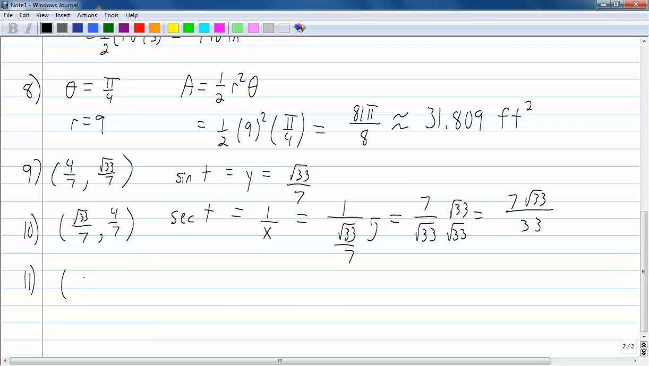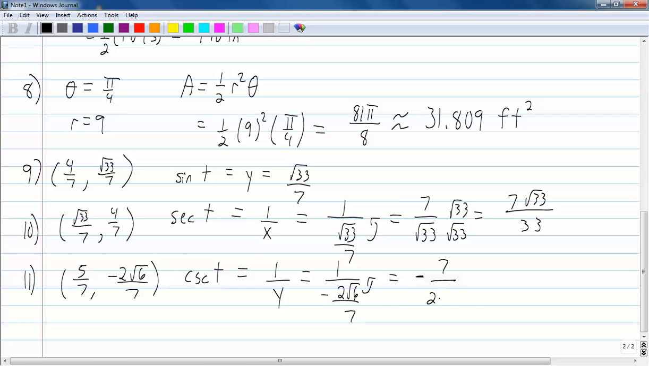Number 11, the point 5/7, negative 2 square roots of 6 over 7, says find cosecant of t. Cosecant is 1 over y, as long as we're on the unit circle. So that's 1 over negative 2 square roots of 6 over 7. Flip and multiply, that's going to be negative 7 over 2 square roots of 6.